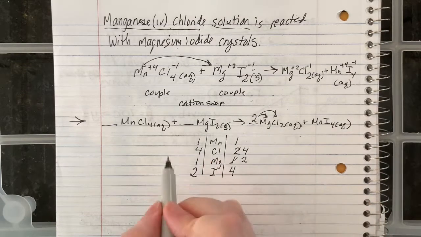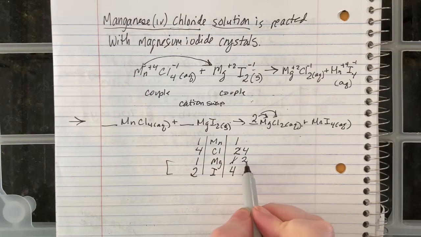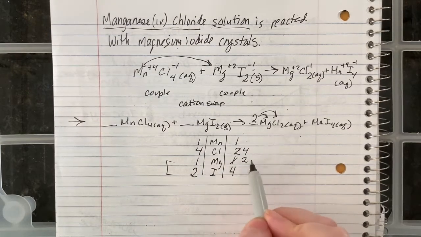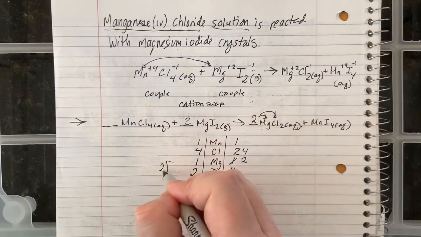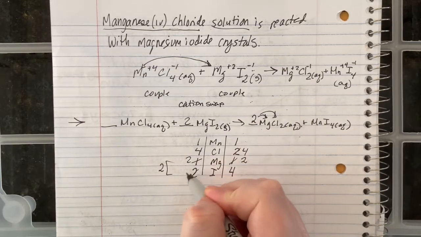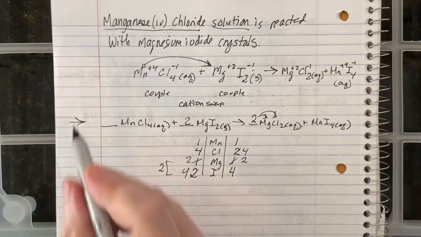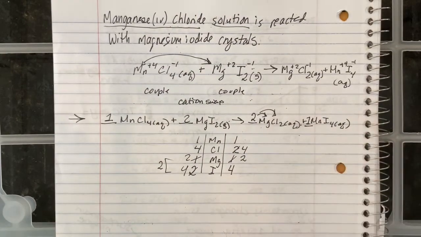And now I notice that both magnesium and iodine are offset by a factor of 2. Okay, 1 times 2 is 2. 2 times 2 is 4. So that means I just need to add a 2 in front there. And that gives me my 2 magnesiums and my 4 iodines. Make it pretty by putting in my 1 coefficients there. And this is a double replacement, predicted products, and it is finished.